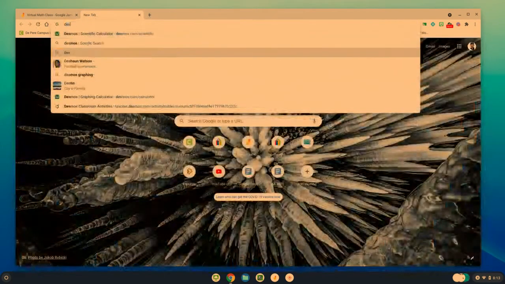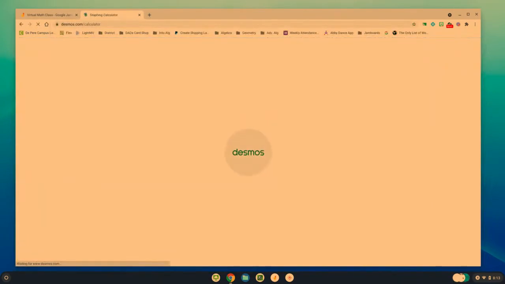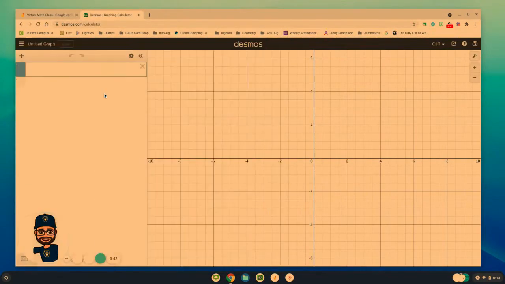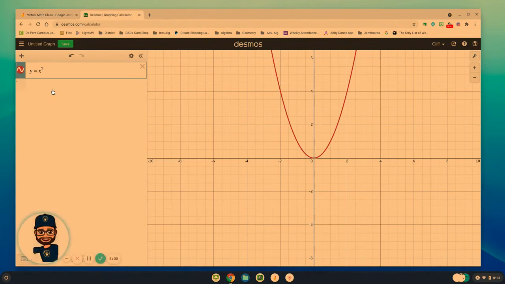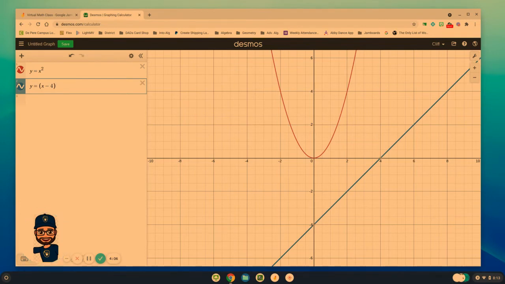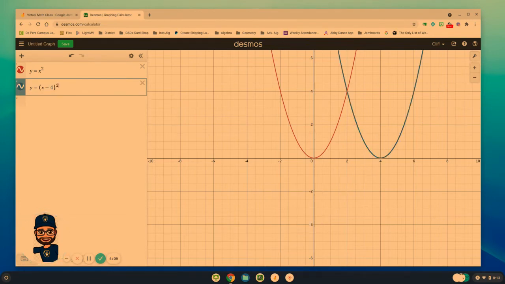So I'm going to go to Desmos, and I'm going to go to the graphing calculator. And this was part of your Desmos activity yesterday. But I want to start with just that basic one, y equals x squared, where it opens up. Okay, vertex was at (0, 0), and it opens up. Now, the second one has x minus 4 in parentheses with that whole thing being squared. So y equals parentheses x minus 4 quantity squared.